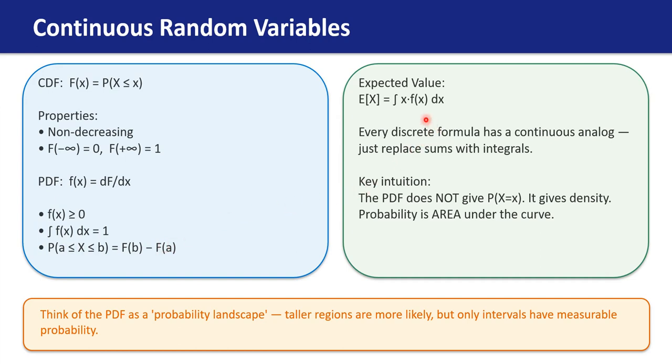The expected value is the integral from minus infinity to plus infinity of x times f of x dx. Every formula from discrete probability has a continuous version. You can just replace sums with integrals.